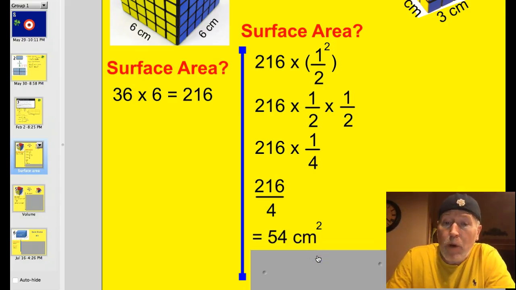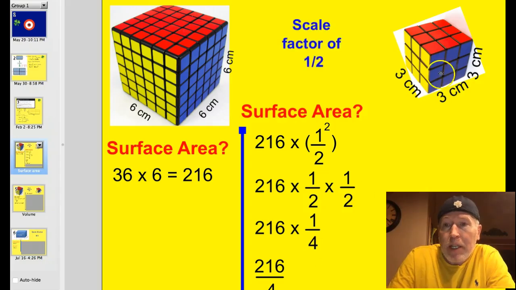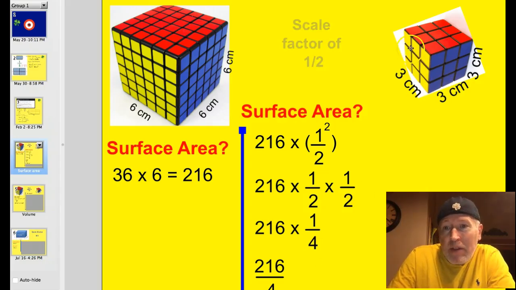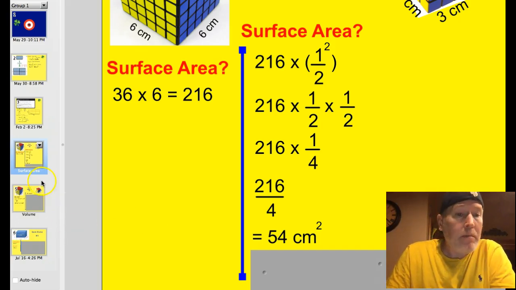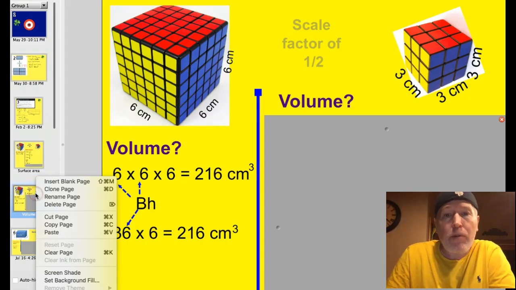54 centimeters squared. And this makes total sense because if you think about it, the sides here are 3 times 3, so there would be 9 centimeters squared on this side. And if you multiply that by a total of 6 faces, 9 times 6 is 54 centimeters squared. All right, cool. Let's see what we can do with volume.